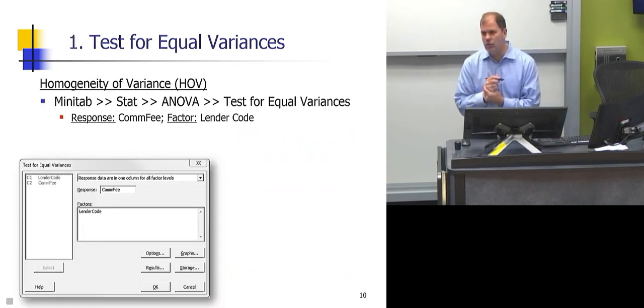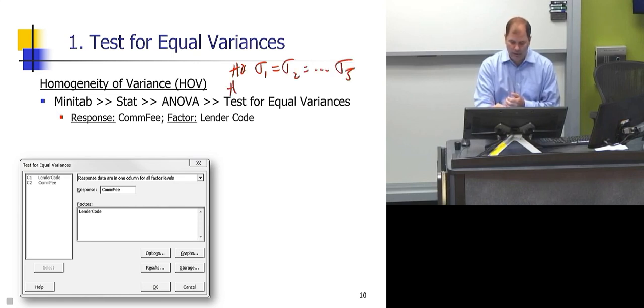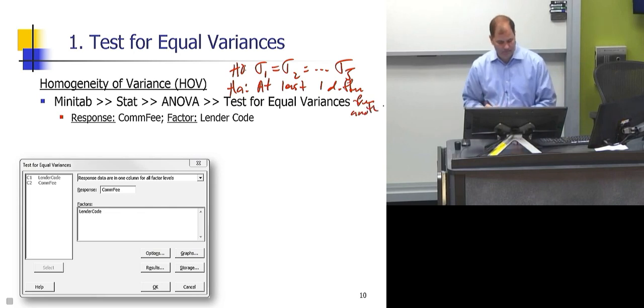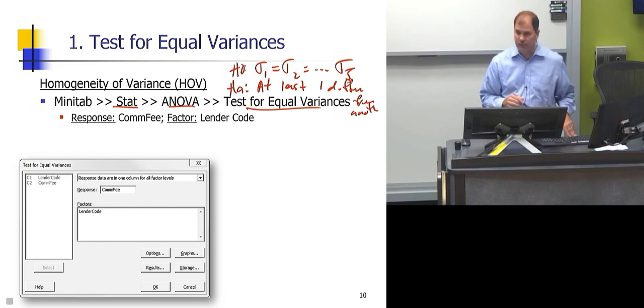All right, let's go ahead and do that. To test for equal variances, the null hypothesis, right, is the variances are going to be equal. The alternative is going to be at least one differs from another. And we can do that in Minitab: Stat, ANOVA, Test for Equal Variances. We put in our Y and we put in our X.